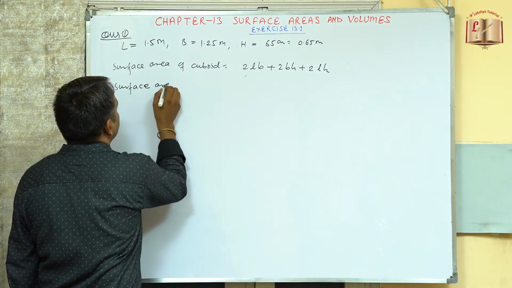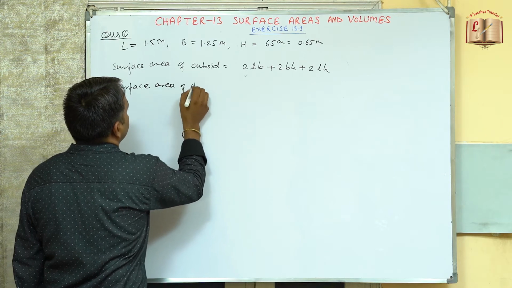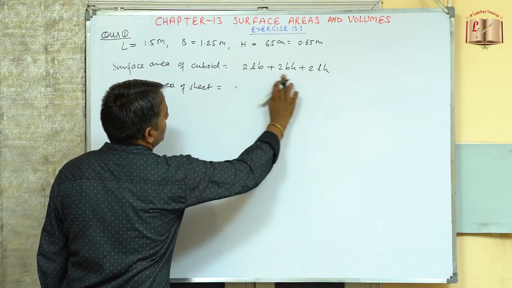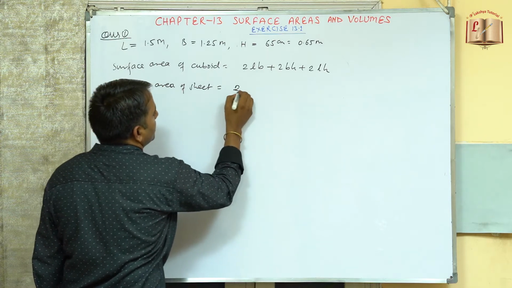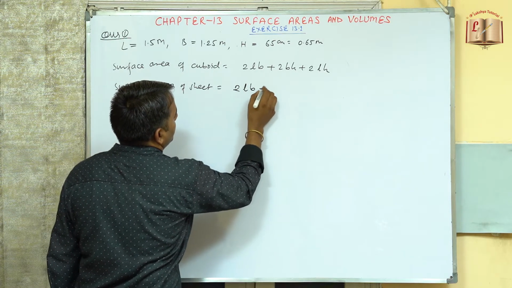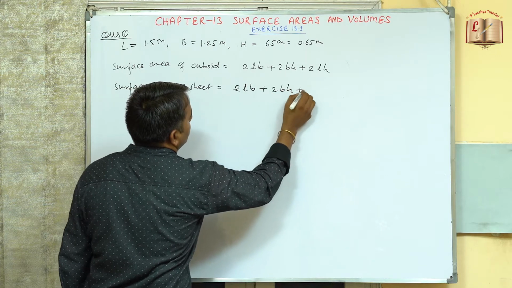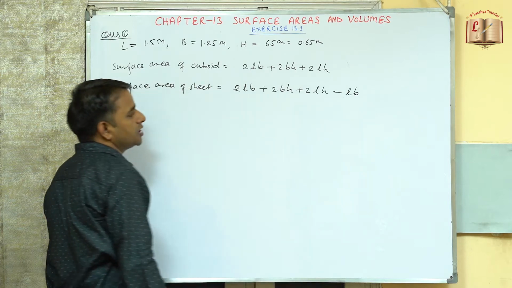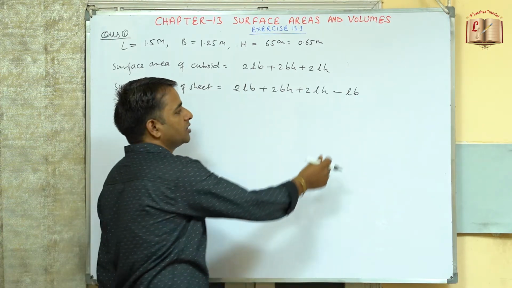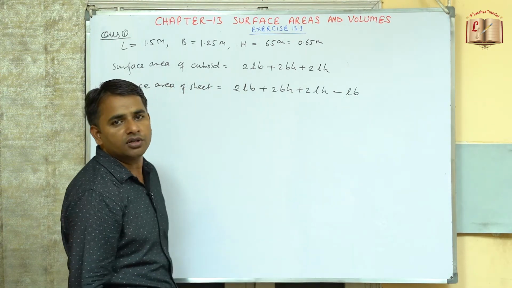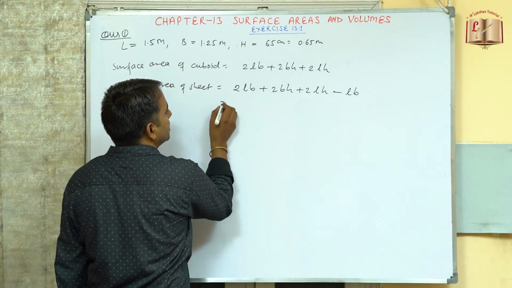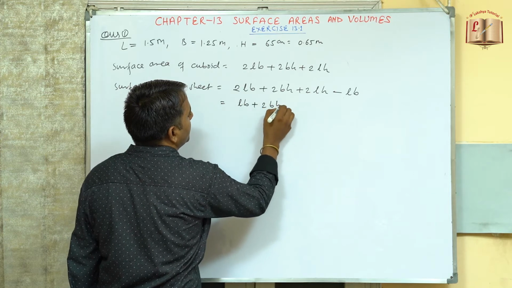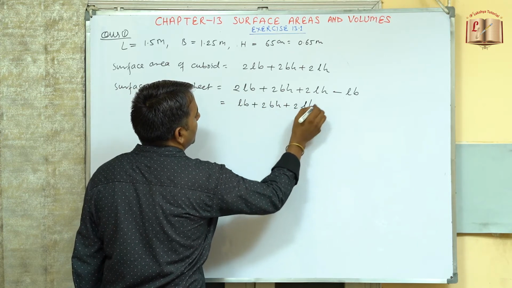So surface area of sheet will be equal to, इसी में से एक LB कैंसिल हो जाएगा. So LB plus 2 times BH plus 2 times LH minus LB, because it is open at the top. तो ओपन टॉप सरफेस का एरिया हम टोटल एरिया से सब्ट्रैक्ट कर देंगे. So this will now be LB plus 2 times BH plus 2 times LH.